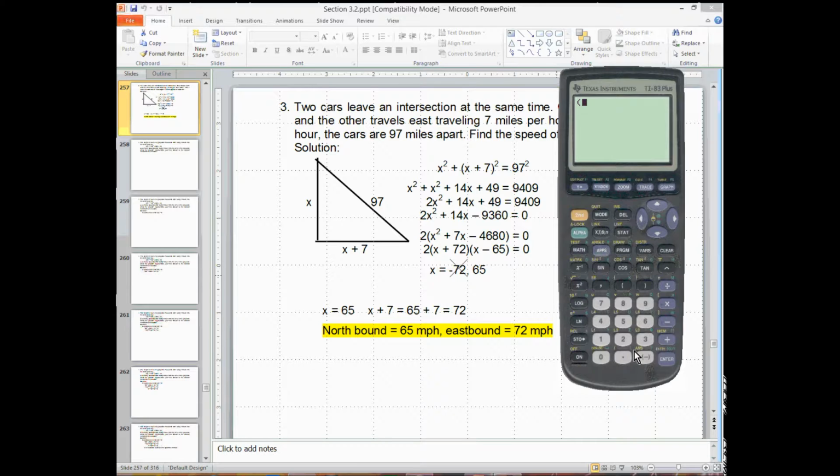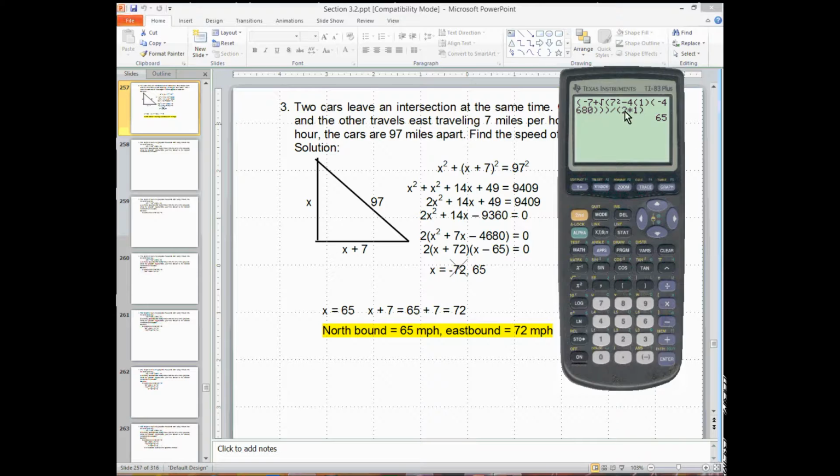Open the parenthesis. Let me do this one. So negative 7. I'm still doing the plus one. Square root of b squared minus 4a c. That's a negative 4680. Close for my c. Close for the radical. Close for the numerator. Divided by 2 times 1, just to be painful. Close that. I got the 65.